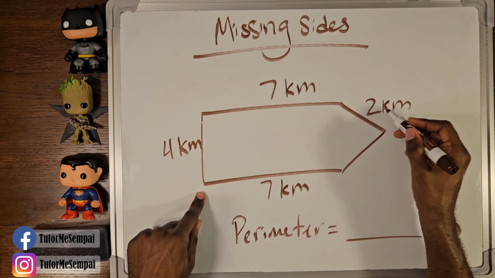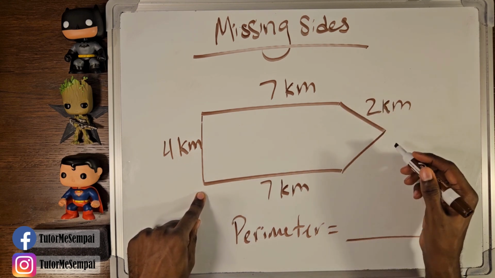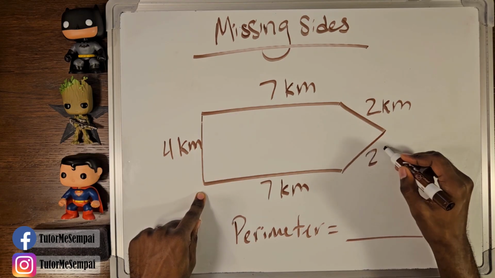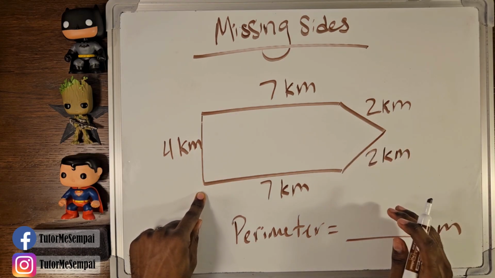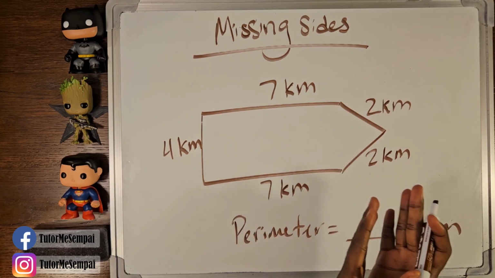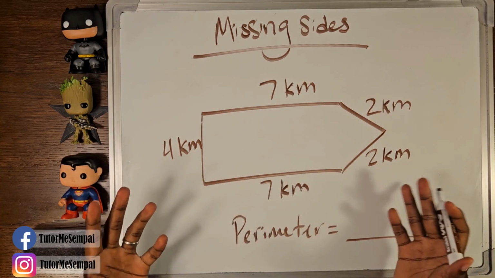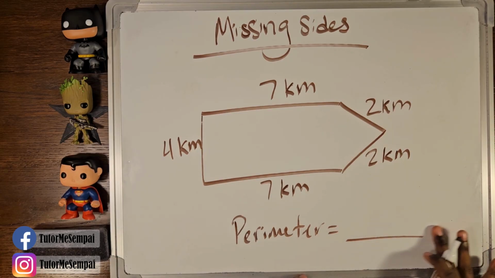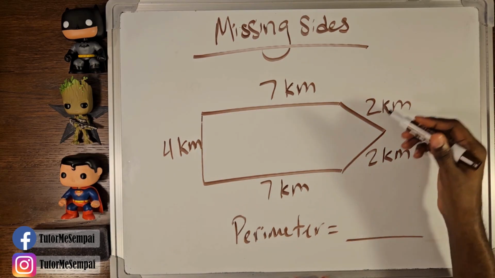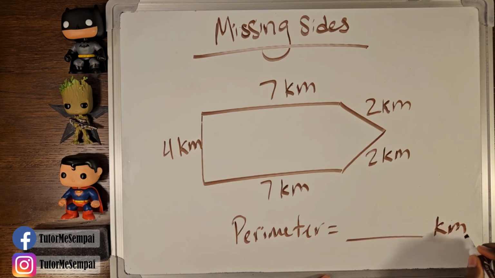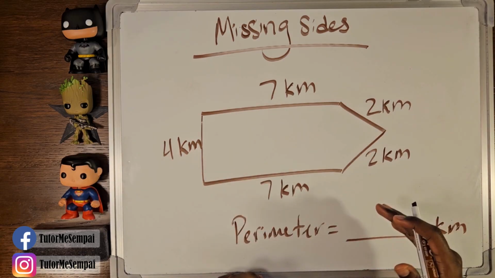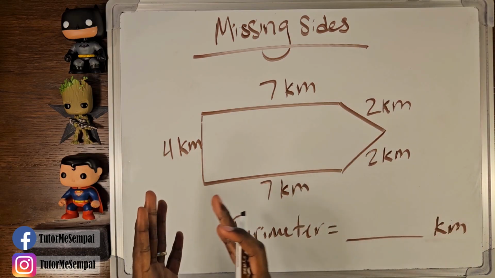How about this side? Does it match anything? Yes. This looks like it mirrors that one as well. So we can say that this is 2 kilometers. Now we've filled in all of our missing sides. Now we can add up all of our sides to find our perimeter. But first, what do we have for our unit? We're going to have kilometers now, not just meters, because all of these have kilometers for their unit.